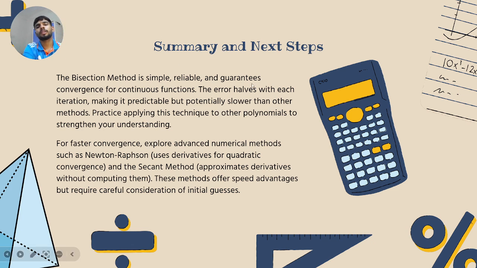So now the summary for our full video is that bisection is simple and reliable. It guarantees convergence for a continuous function. The error halves each iteration, making it predictable but potentially slower than other methods. Practice applying this technique to other polynomials to strengthen your understanding. Explore advanced numerical methods such as Newton-Raphson and the secant method, which we are going to learn further. These methods offer speed advantages but require careful consideration of initial guesses.